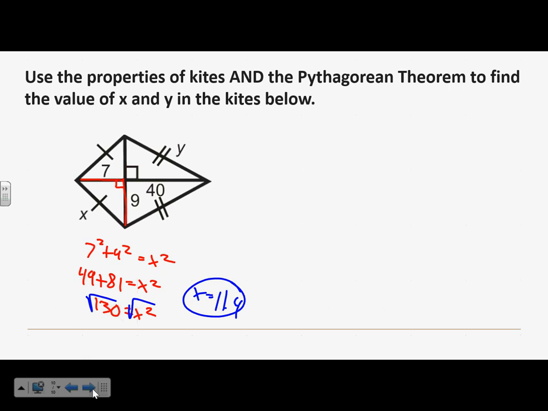Then same thing with this triangle up here. I know that's 40. And this up here is also 9 because this one was 9. So 9 squared plus 40 squared is equal to y squared. That's 81 plus, what, 1600? Yeah. 1600 is equal to y squared. That's 1681 is equal to y squared. And the usual now, take the square root. You end up getting your y is 41.